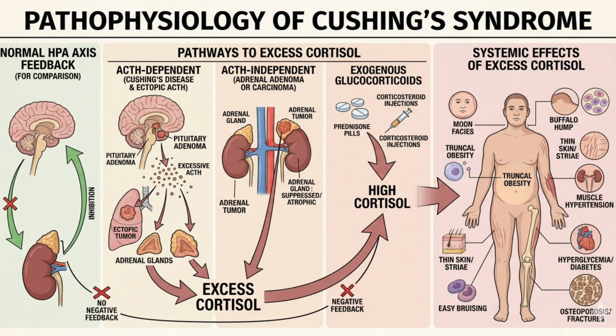Ectopic ACTH secretion. In rare cases, non-pituitary tumors, like small cell lung carcinoma, can produce ACTH, leading to increased cortisol production. Iatrogenic Cushing syndrome. Prolonged use of corticosteroid medications, like prednisone, for the treatment of inflammatory conditions can mimic the effects of excessive cortisol, suppressing the normal production of cortisol through negative feedback.